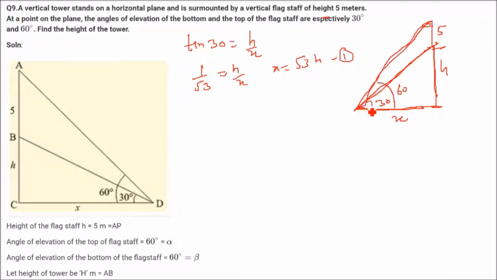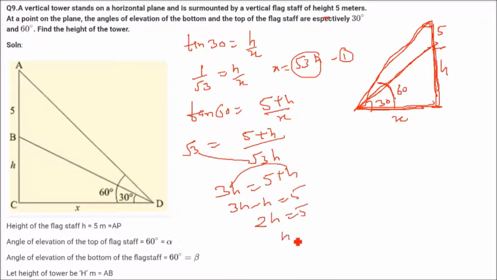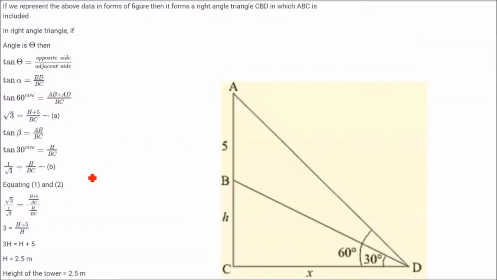Now I am taking the bigger triangle. This is 60 degree. So tan 60 is 5 plus h, meaning the whole, I have to take, by x. Now tan 60 I will replace by root 3, equal to 5 plus h by x. What is x? It is root 3h. So I will put root 3h. Let us multiply it. Root 3 into root 3 is 3h equal to 5 plus h. Bring it here. 3h minus h is 2h equal to 5. h is equal to 5 by 2. This is what you are going to get. 5 by 2, that is 2.5 meter.